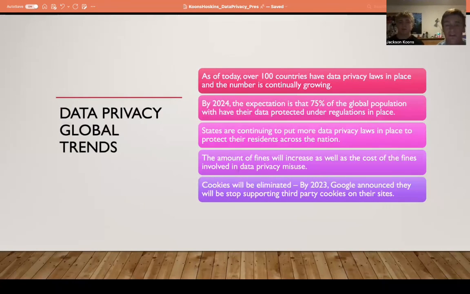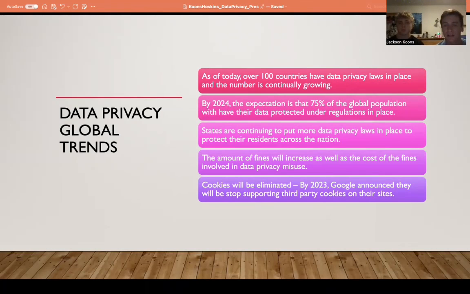Some global trends going on right now: over 100 countries, and it's growing, have data privacy laws in place. By 2024, the expectation is that 75% of the global population will have their data protected under regulations. States are also continuing to have more data privacy laws, like Jackson talked about. And this just ensures the protection of the residents.